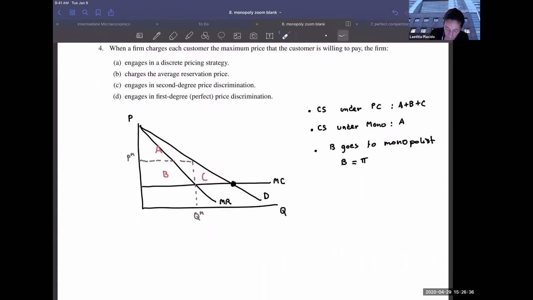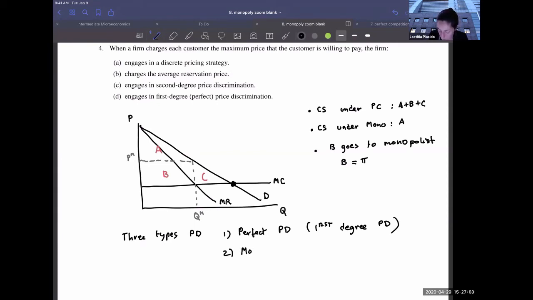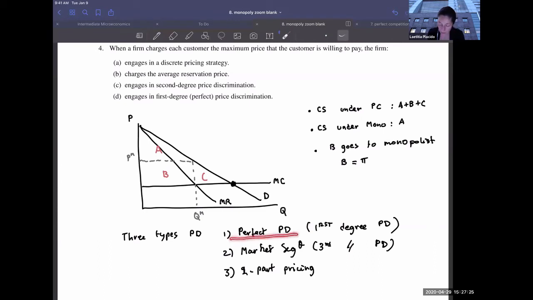So we are going to look at three types of price discrimination. Perfect price discrimination, which is also called first degree price discrimination. Then we're going to look at market segmentation, which is also called third degree price discrimination. And the last strategy we're going to analyze is two-part pricing. So here I'm going to start with perfect price discrimination. You must know a little bit about it because we covered it in ECO 1001.